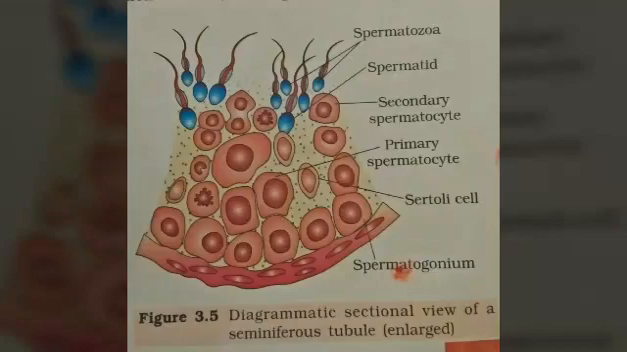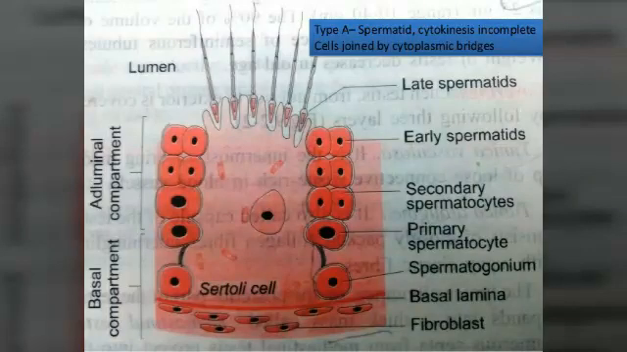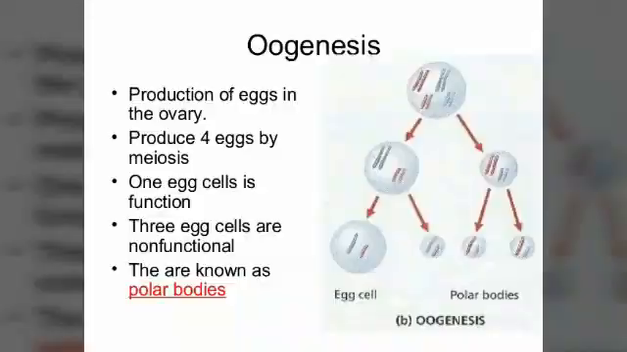So this is the diagram of sperms. This also represents the same thing. Sertoli cells are present outside and the sperms are attached to the Sertoli cells and take nutrients from them. Next, this is the chart which represents the spermatogonia and the different steps.